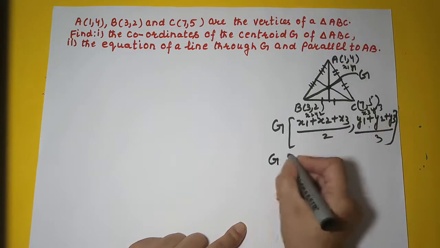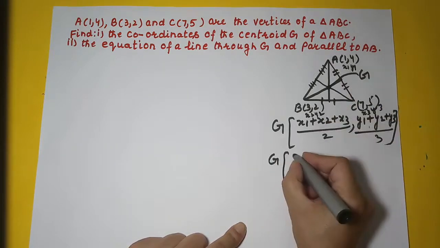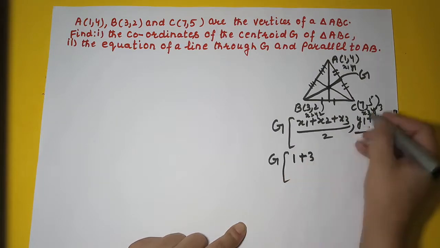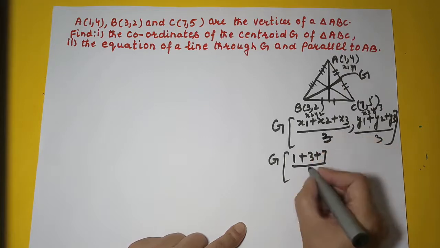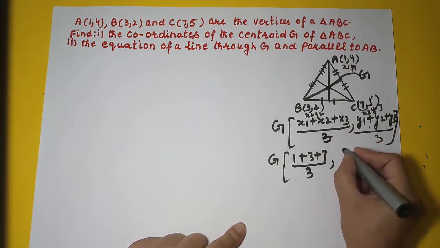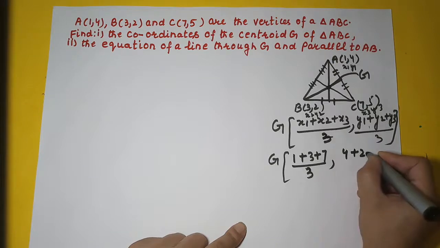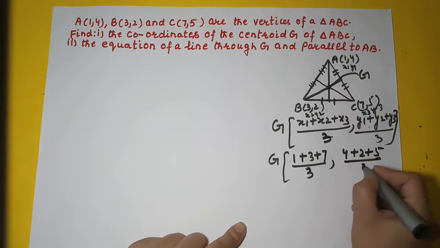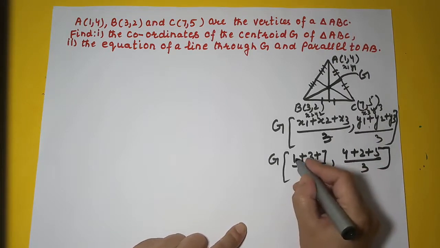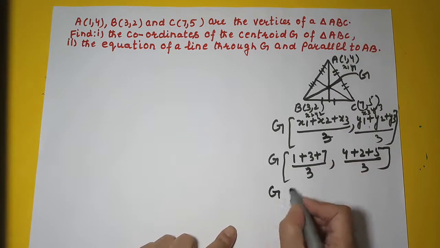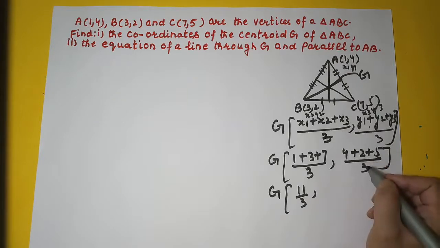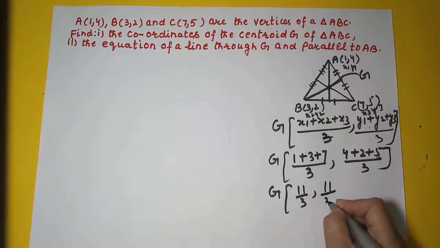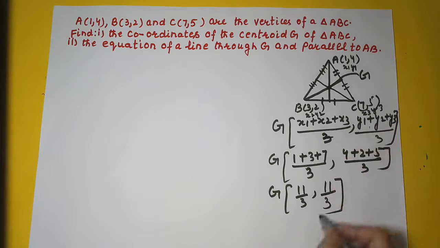So let's find the coordinates of the centroid. x1 is 1, x2 is 3 and this is 7, divided by 3, and y1 is 4 plus 2 plus 5 divided by 3. So 10 plus 1 is 11, so 11 by 3. And 5 plus 2 is 7 plus 4 is again 11 by 3. So we got the coordinates of the centroid as 11 by 3 and 11 by 3.